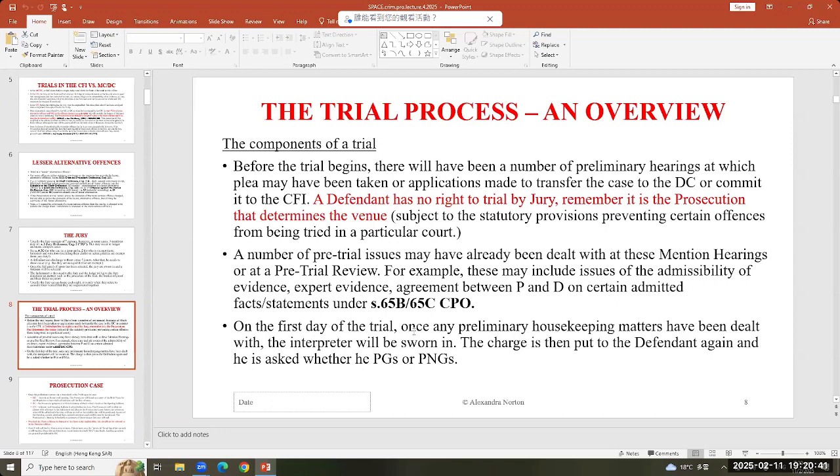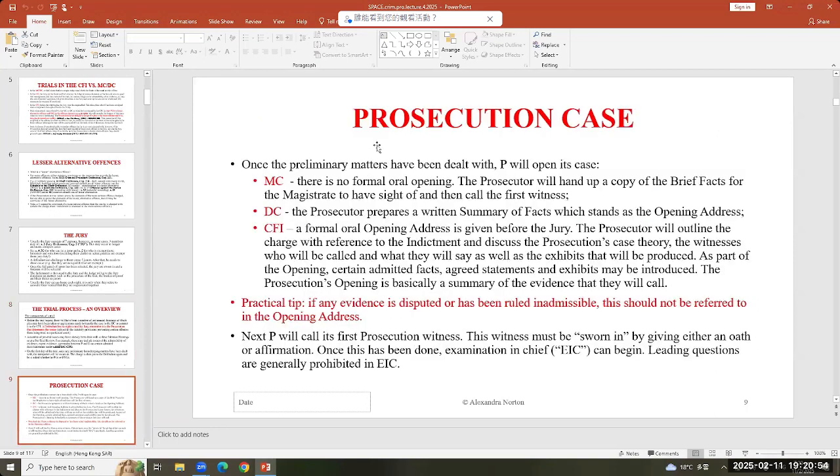But on the first day of the trial, assuming that all of the housekeeping matters have been dealt with in the pretrial review, then the first thing that happens is if there's an interpreter, they're sworn in, and then plea is taken again from the defendant. And it's then time for the prosecution case. In the magistrates and district court, because it's just a single judge hearing the case, there isn't actually usually a formal oral opening. In the opening address, it's the prosecution's opportunity to set out the case that is to come.